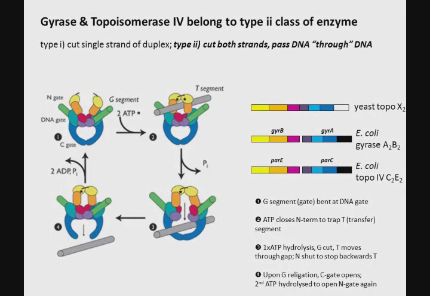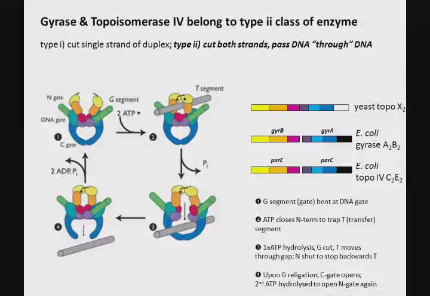And remember, you can't lose the ends of your DNA. You've got to keep them together. You've got to control this process. So the top cup, the N gate, via ATP hydrolysis, closes round the T segment and traps it. So this is stage 2, and you're ready to pass the DNA through the DNA. Upon hydrolysis of that ATP, you can cleave the first segment of DNA, but you hold on to it. Now you've got space, and you pass the T segment through it.